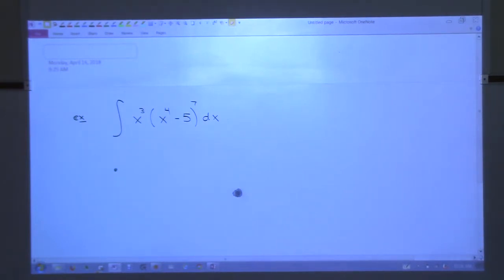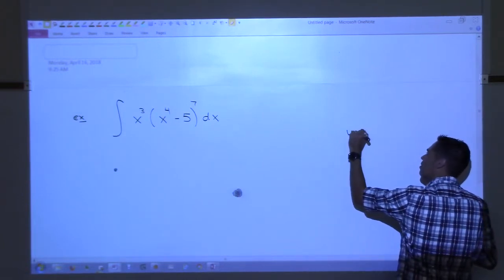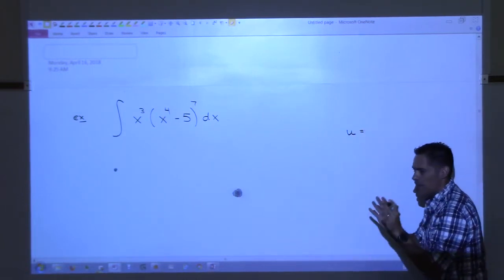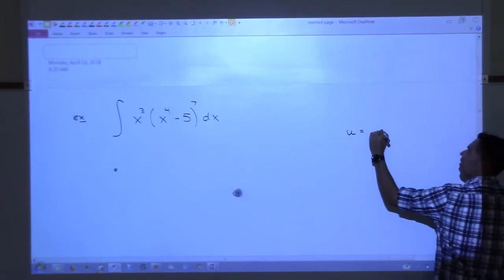So what do you think? Do you see something that you can pick for u, and then its derivative also, but it's okay to be off by a constant? So look, x to the fourth minus 5. Let's go for that.